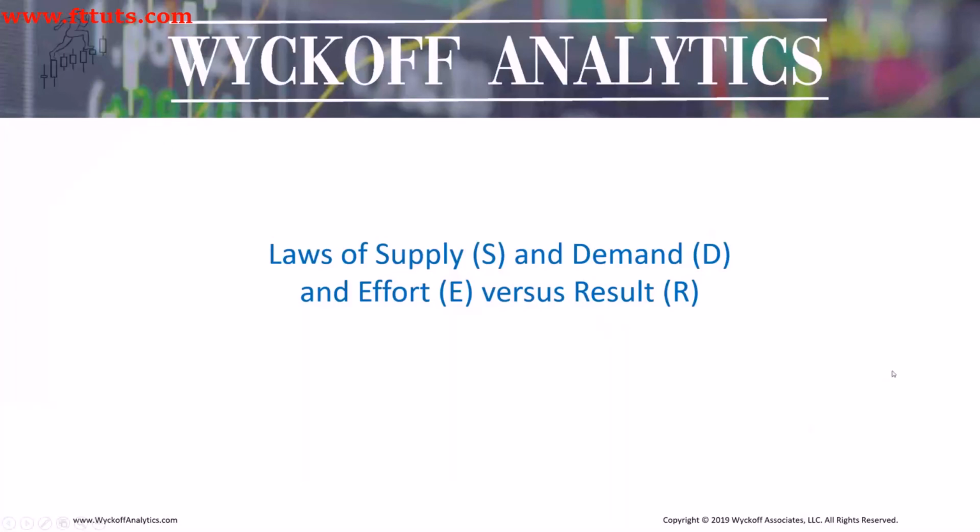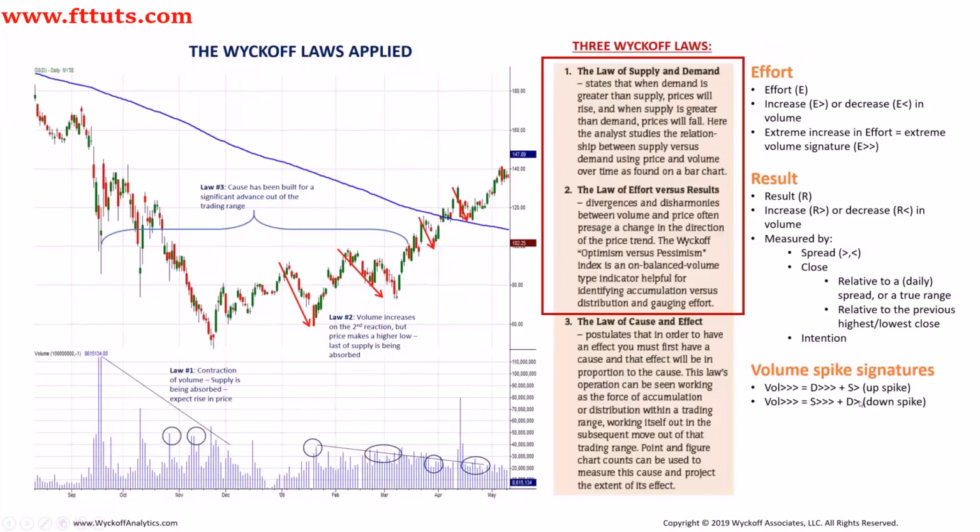Now let's talk about the laws of supply and demand and effort versus result. As you know, the Wyckoff method has three laws. The first one is the law of supply and demand. On a very basic level, it basically says that if you have more demand than supply, then the price will go up. When you have more supply than demand, then the price will fall. Sometimes I think we overcomplicate our volume and price analysis, and we forget about this simple interpretation of supply and demand and what it means. So I want to point your attention to that.